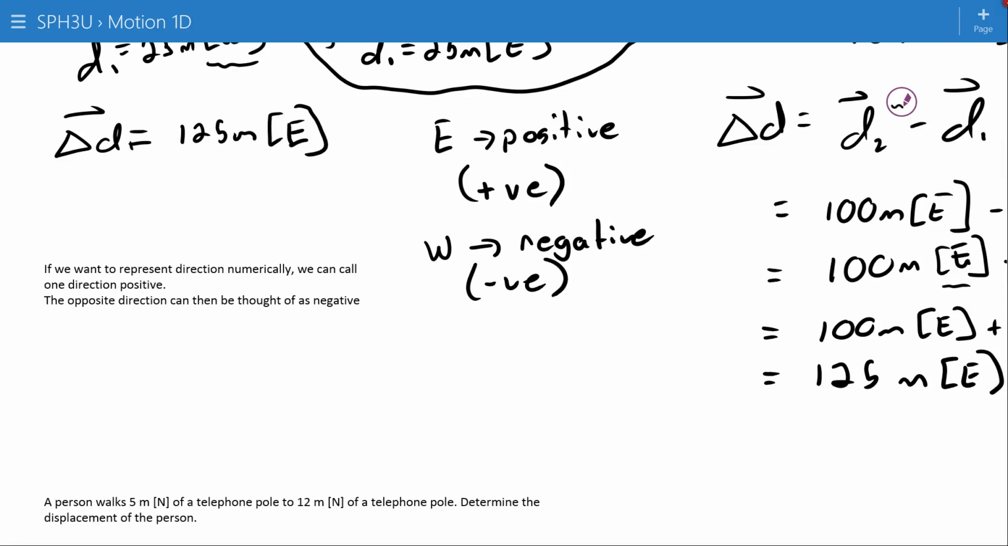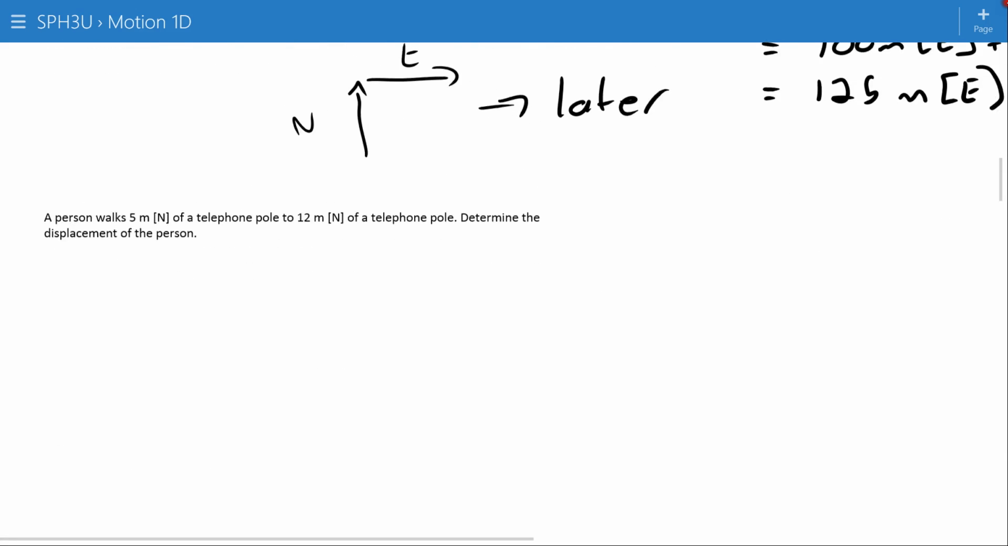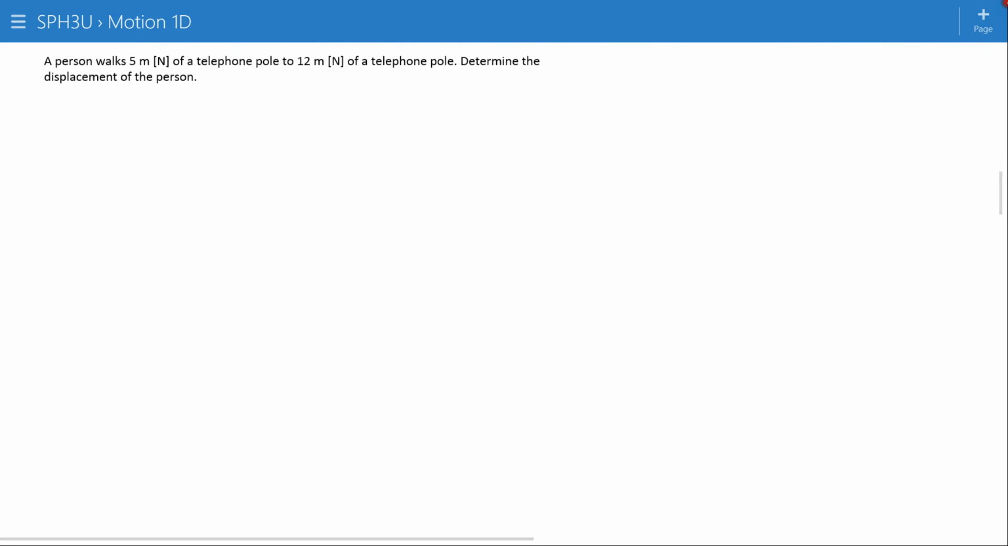How to deal with the situation, say, where you went north and then east, we will deal with later. Not for a while, actually. Okay, let's look at a simple example here. We'll do an example, then we'll do another example, and then we'll pause the video and pick it up in a different video.